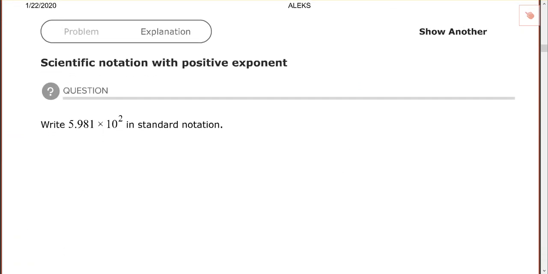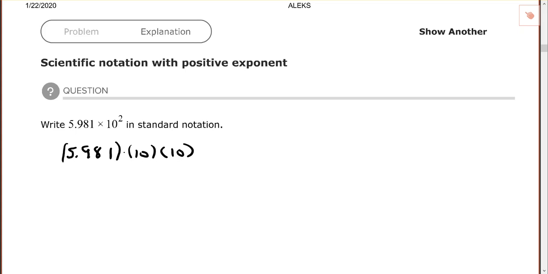Now, writing back in standard notation, you don't have to think in reverse, this is just common as to what you see. It says write 5.981 times 10 to the second in standard notation. Remember that 10 to the second means 10 times 10. So what this really means is 5.981 times 10 times 10. That's what that 10 to the second means.